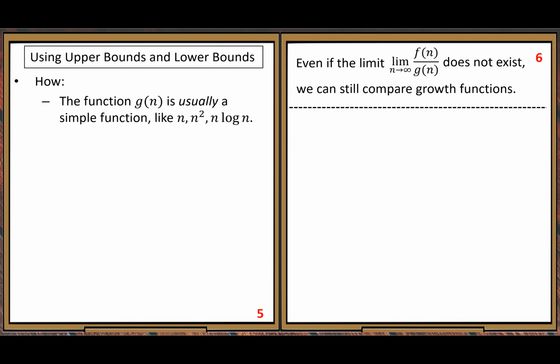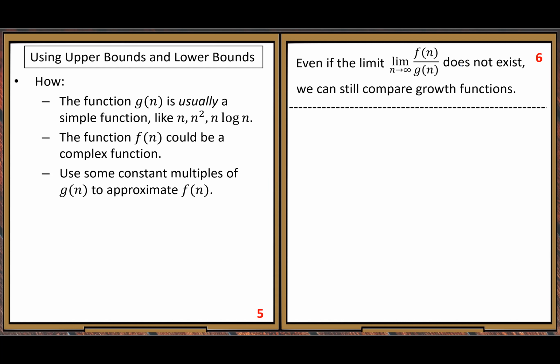The function f of n could be a complex function. Typically it's a relatively more complex function. We use some constant multiples of g of n to approximate f of n. The third point is the main point about this method, using upper bounds and lower bounds.